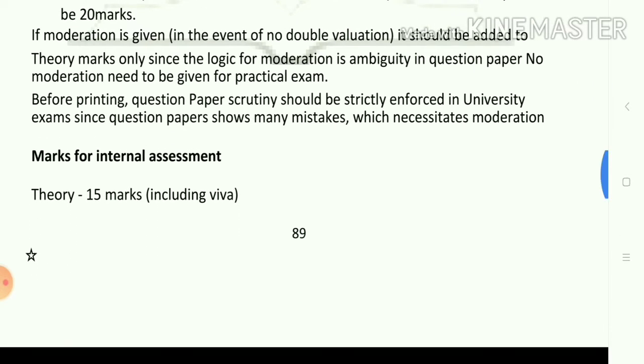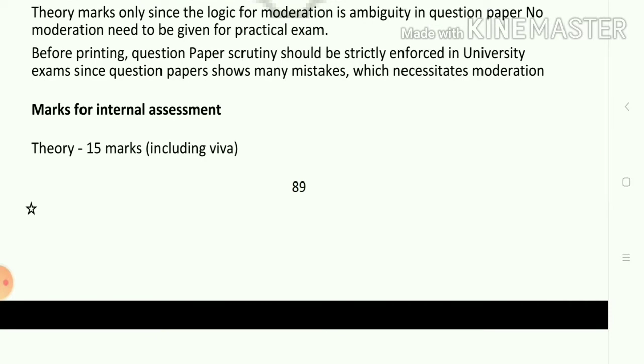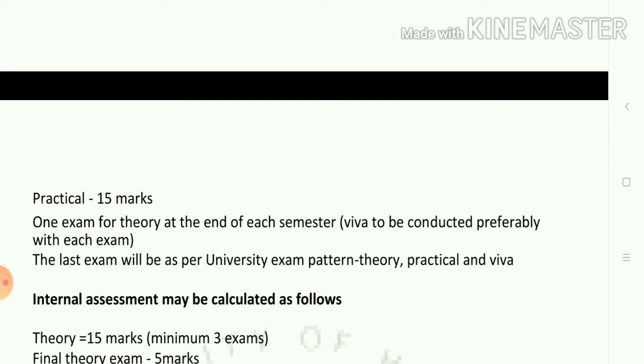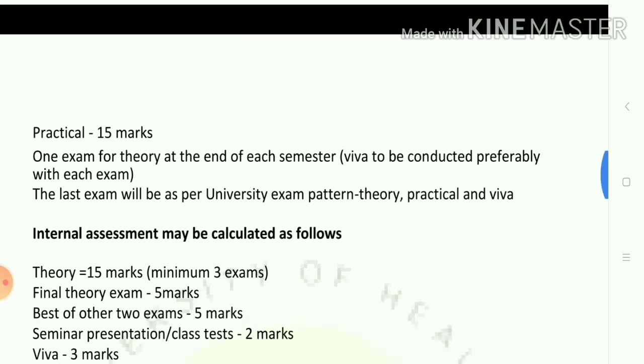Then the marks for internal assessment are, for theory, 15 marks including viva, and for practical, 15 marks. An exam for the theory at the end of each semester, with viva to be conducted preferably with each exam. The last exam will be as per the university exam pattern: theory, practical and viva. Internal assessment may be calculated as follows.